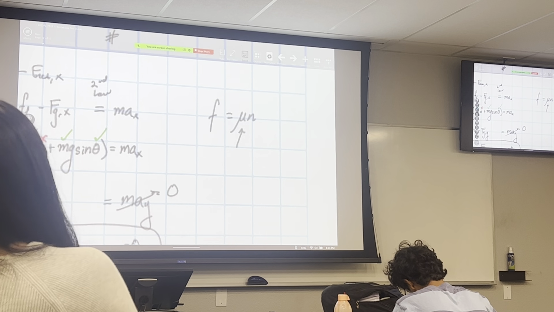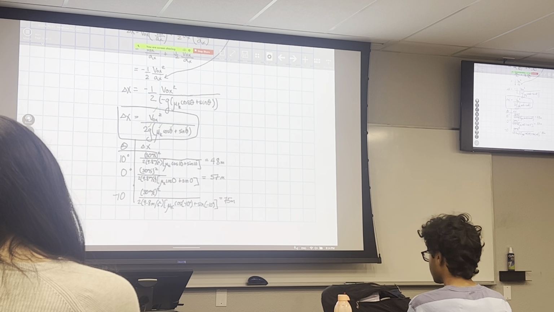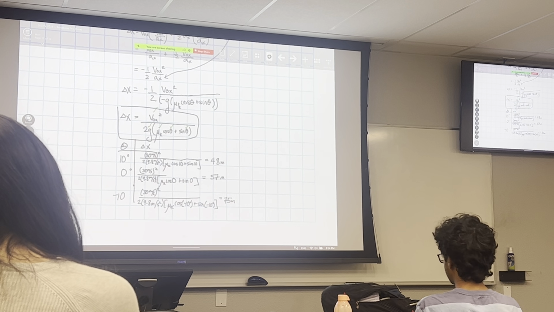Alright. So that's friction. And I would say friction is where meaningful problems can actually be asked, because you have to consider a lot of different forces acting on the system, and you have to put it all together in a mathematically feasible fashion.